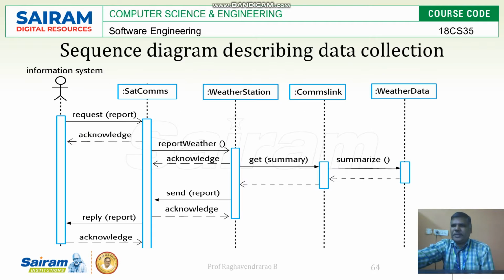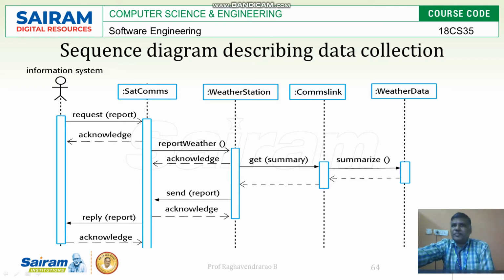So here is one example again. The sequence diagram describes the data collection. One data collection was there in that. How is this being executed? Let us see. The information system is there. This is the actor. These are the functions. These are classes where their objects are found. So how is this getting collected?